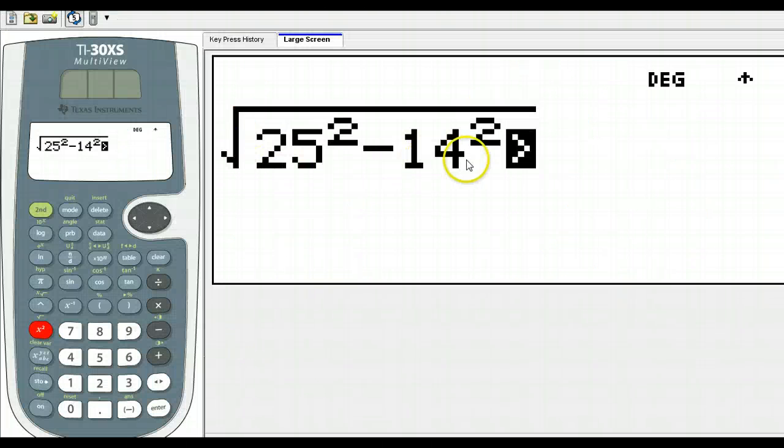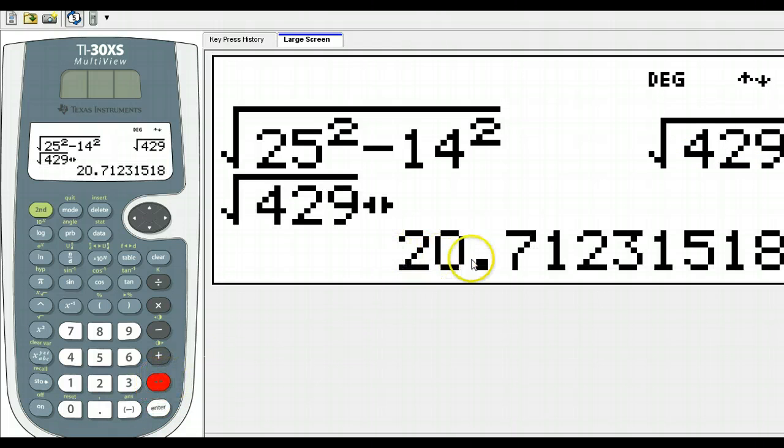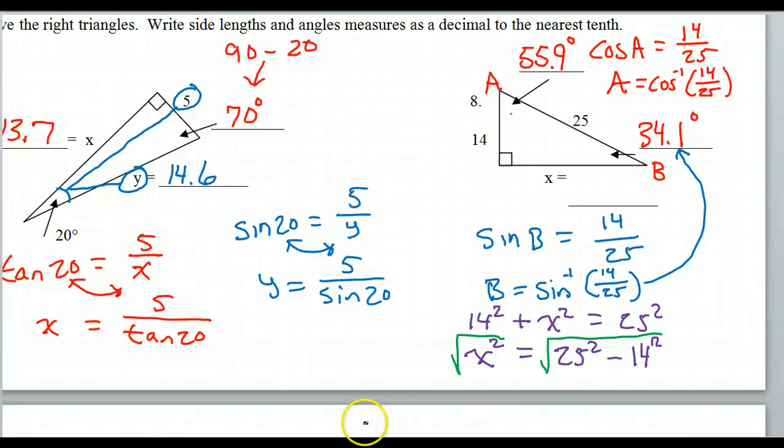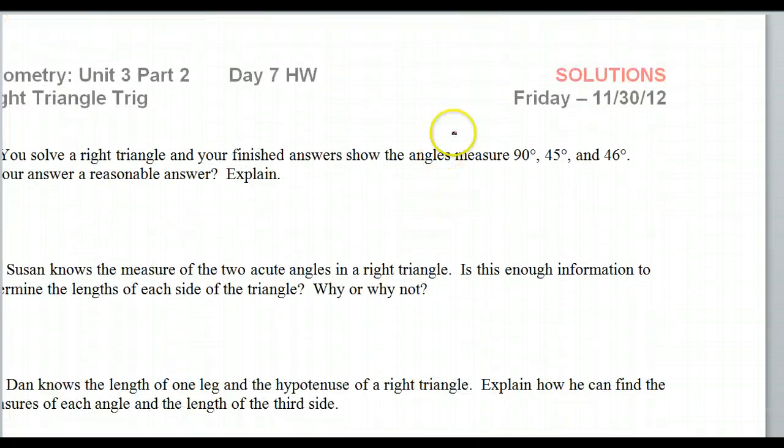In my calculator, that's going to look like this. So I get square root of 429, toggle button, that's 20.7. Okay, so it's 20.7.